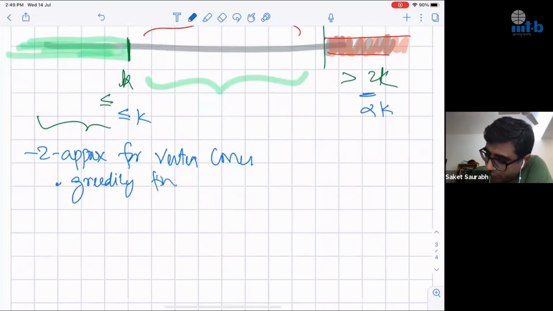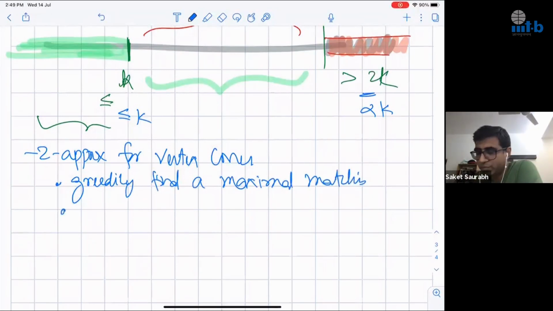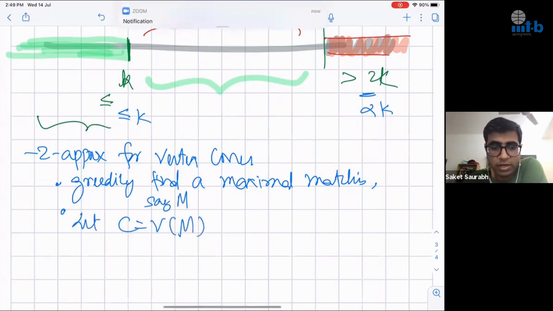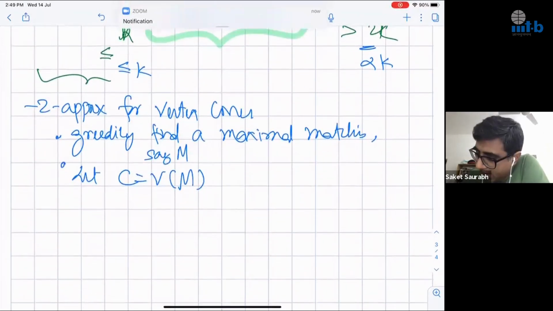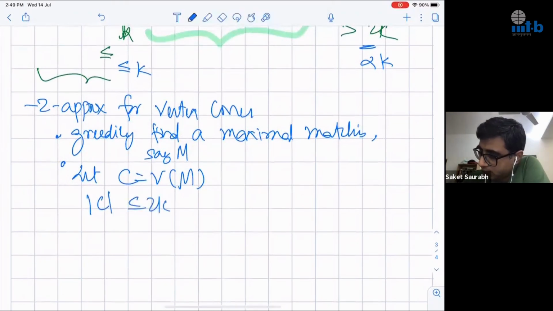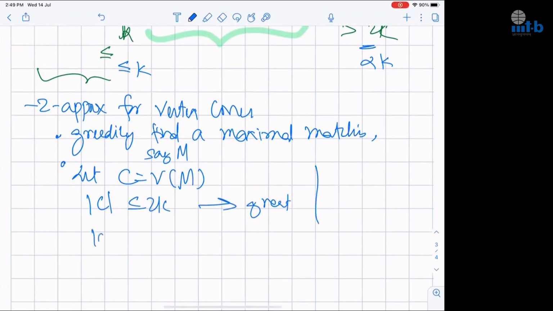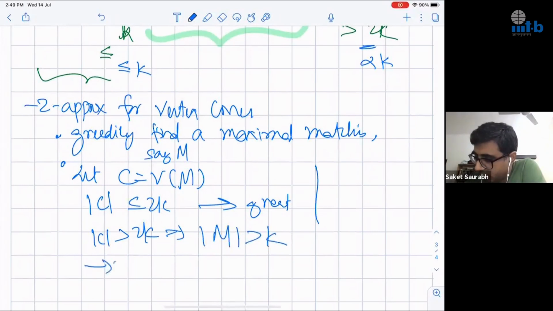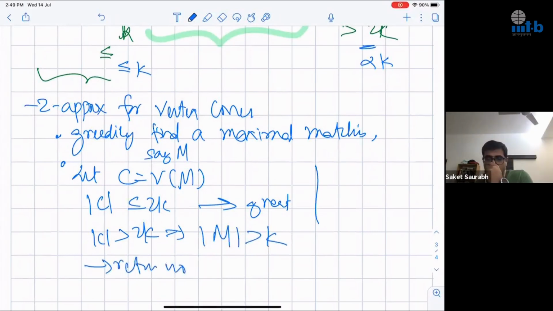Greedily find a maximal matching, say M. Let C be equal to the vertex set of M. Now I can say, if C is at most 2k, great. Otherwise, C is more than 2k, which implies the maximal matching is more than k. Return no. So I can use this known factor 2 approximation to give a factor 2 approximation for vertex cover in polynomial time.